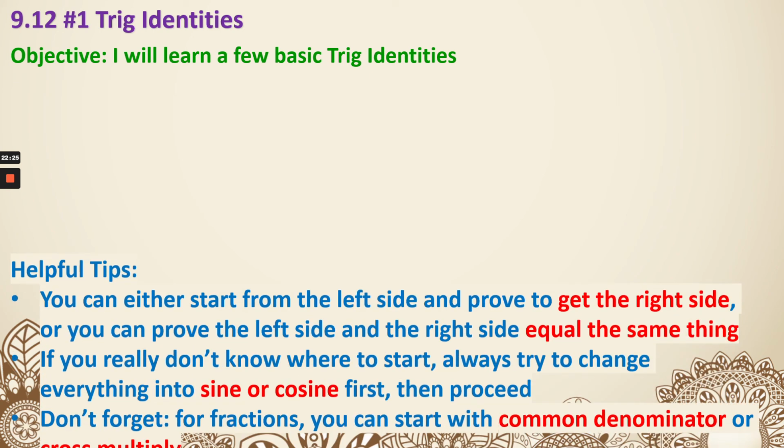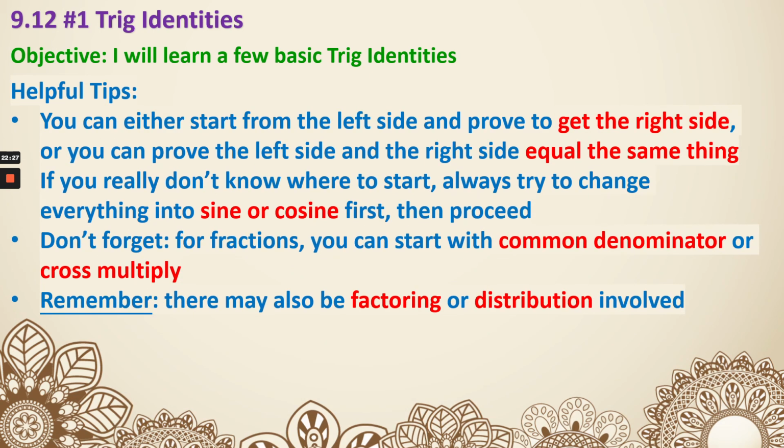Last thing, some helpful tips to help you do these identity questions more smoothly. First, you can either start from the left side and prove to get the right side, or you can show that the left side and the right side actually equal the same thing. Second, this is actually the most important step. If you really don't know where to start, always try to change everything into sine or cosine first, and then you can proceed. You will for sure notice something.